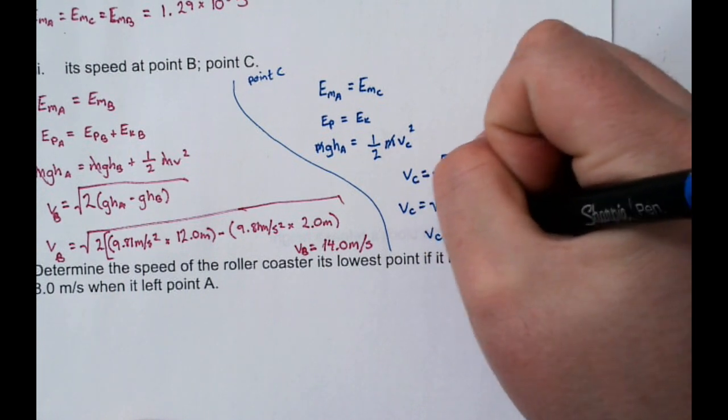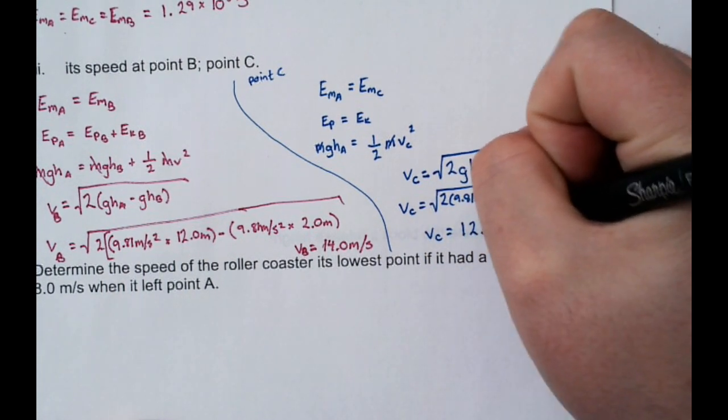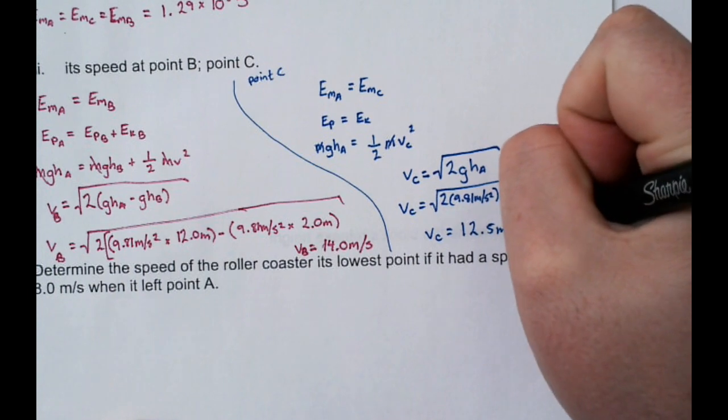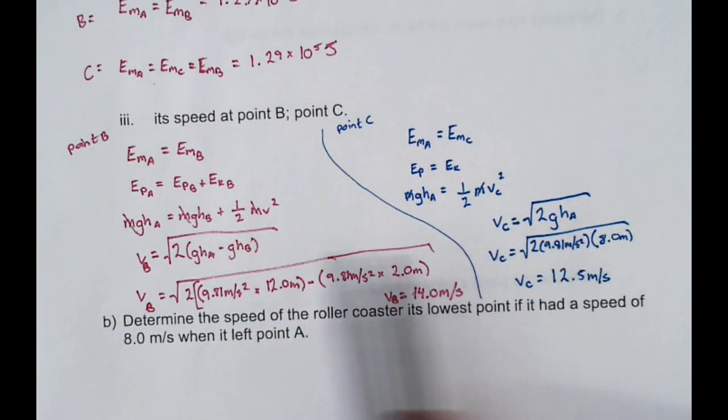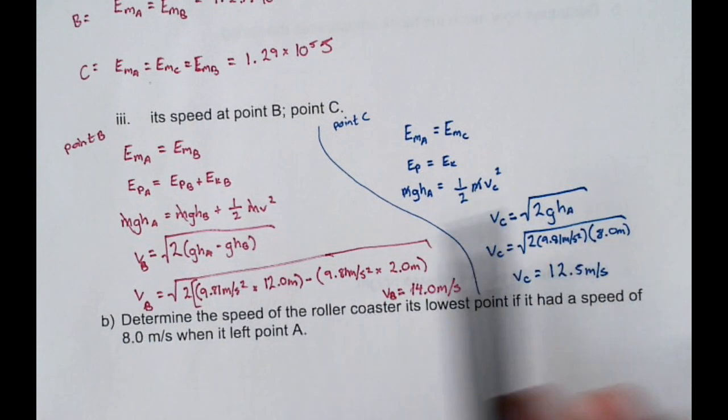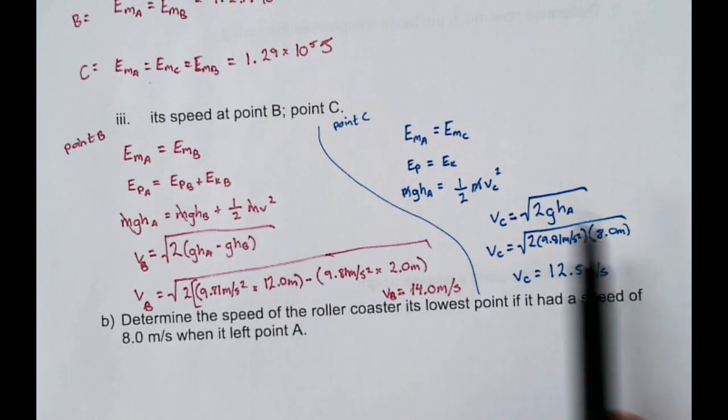This is going to give us a velocity of 12.5 meters per second. If you don't understand doing it this way, go ahead and try doing it the same way we did for point B. See how you make out. See if you get the same answer as me.